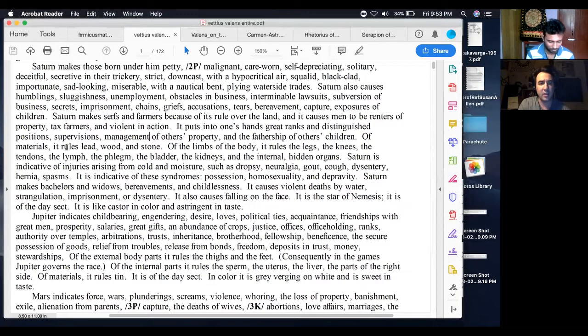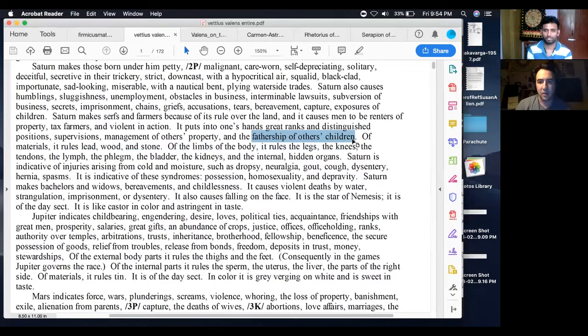Violent in action comes from being frustrated, not so much primary meaning, but it puts into one's hand great ranks and distinguished positions, supervisions, managements of others' property, and the fathership of others' children. So here we have the empowering side of Saturn mundanely, where Saturn in good dignity and well placed can bring some kind of estate or management of things that require a lot of responsibility. And you notice the fathership of others' children. Again, this is coming from Saturn being removed from the earth and the sun, right? So it's others' children. I think that makes a lot of sense.